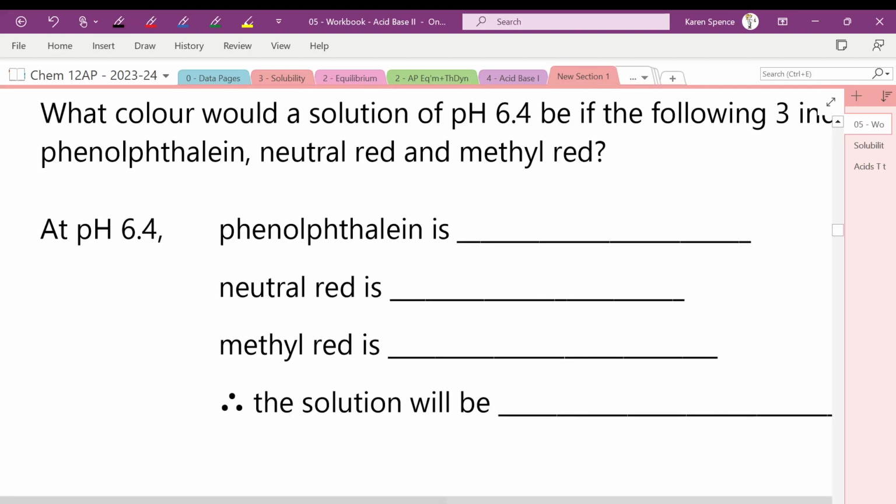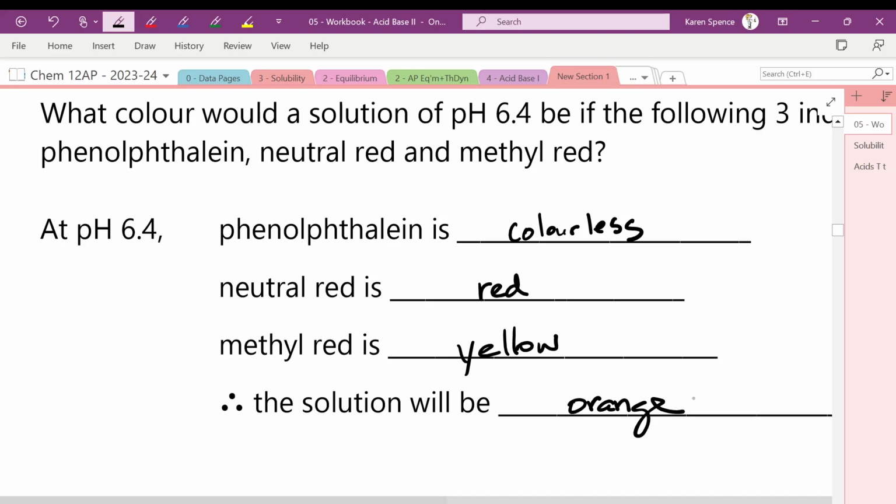It doesn't matter. Yeah, assume they're all equal. Phenolphthalein is colorless. Neutral red is red. Methyl red is yellow. Therefore, the solution will be orange.